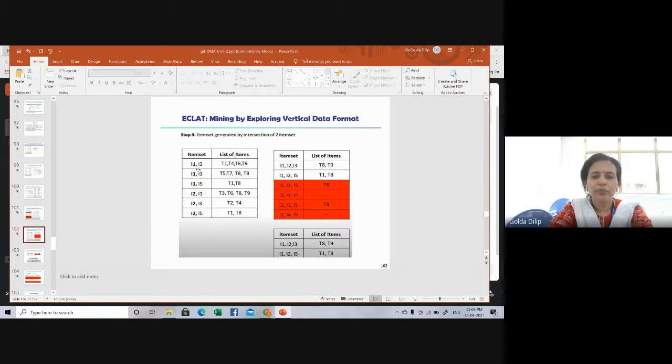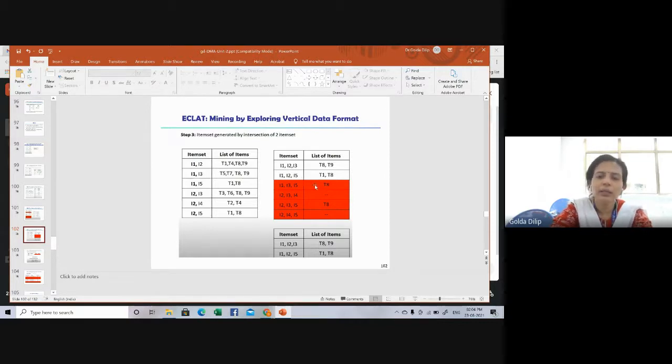I1 is common in all the 3. Because I1, I2 you cannot combine with I3, I5. We don't combine them because the first element should be common when we combine the items. The first element should be common in all whenever you combine. So based on that you get this: I1, I2, I3 and I1, I2, I5.